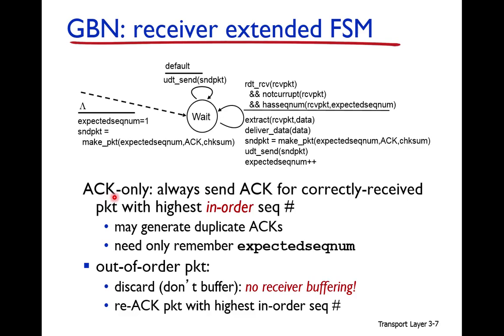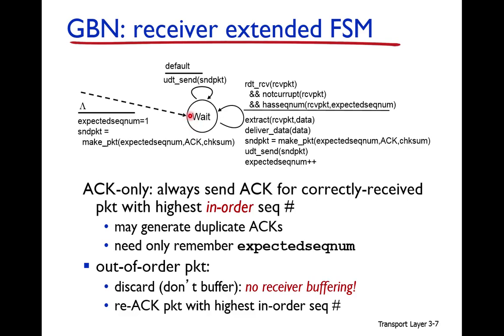The receiver uses cumulative acknowledgement only, which means it always sends an acknowledgement for the correctly received packet with the highest in-order sequence number. What does it mean? If the receiver receives a packet with sequence number 4 and all the packets from sequence number 1, 2, 3, 4 have been received, then packet number 4 is in order, so it will send acknowledgement number 4. That means everything up to packet number 4 is correctly received.